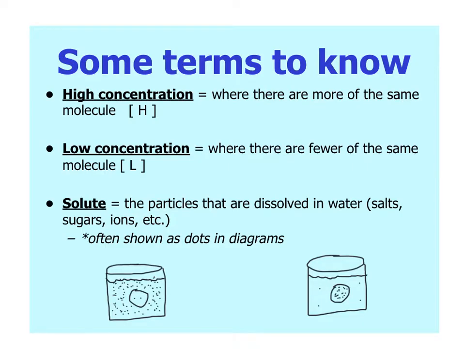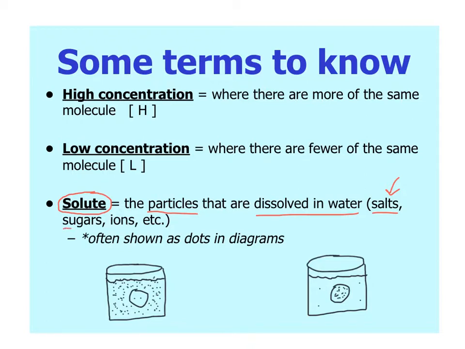Alright, so before we get to diffusion, some terms that you'll need to know. I'm going to start at the bottom. The first thing is called a solute. And a solute is just any particle, any substance that is dissolved in water. So if you put salt in water, salt would be the solute. The salt water would be what's called a solution.